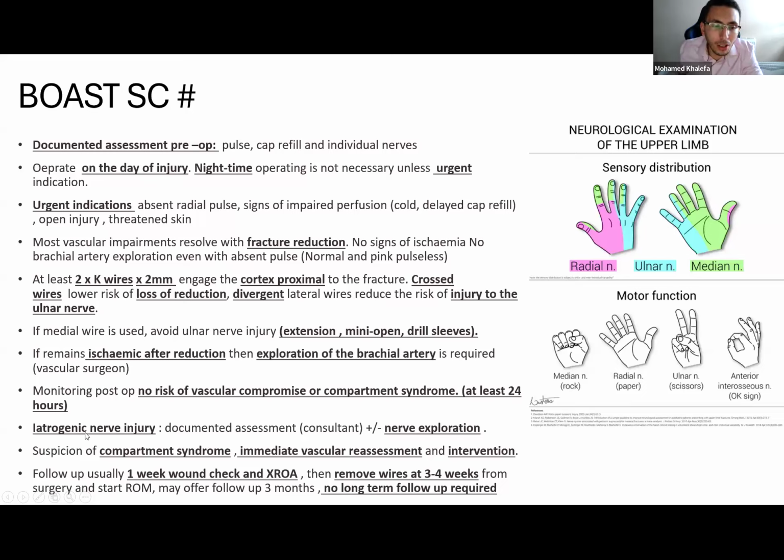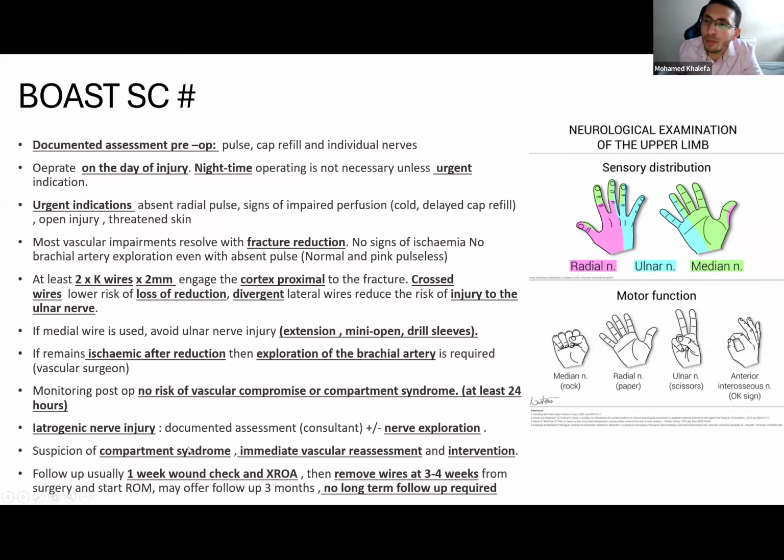If you damage the nerve post-operatively, you have to document it. And you do nerve exploration plus minus after you discuss with the peripheral nerve surgeon. Okay, and the nerves you check post-operatively are the same three nerves: the median with the anterior interosseous branch, radial, and ulnar. They can all get injured. The commonest with the operation is the ulnar. The commonest from the injury itself is the median and the anterior interosseous. Radial is a bit rare, but can also be damaged.